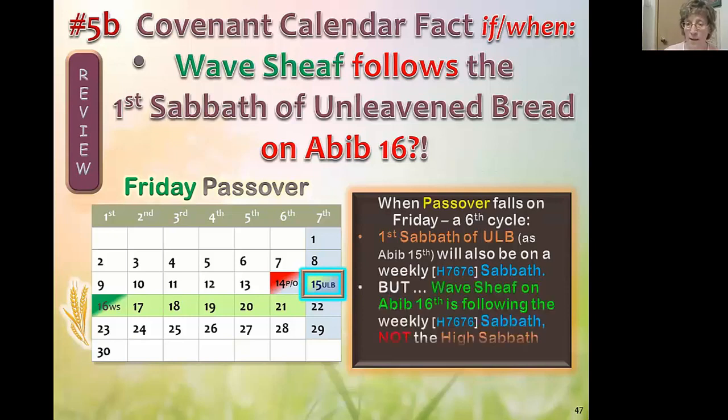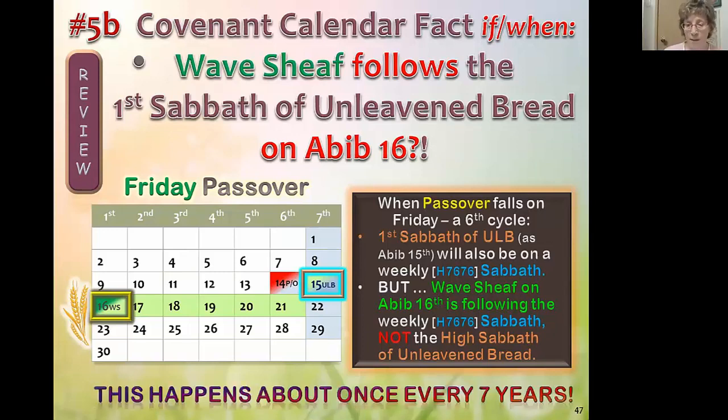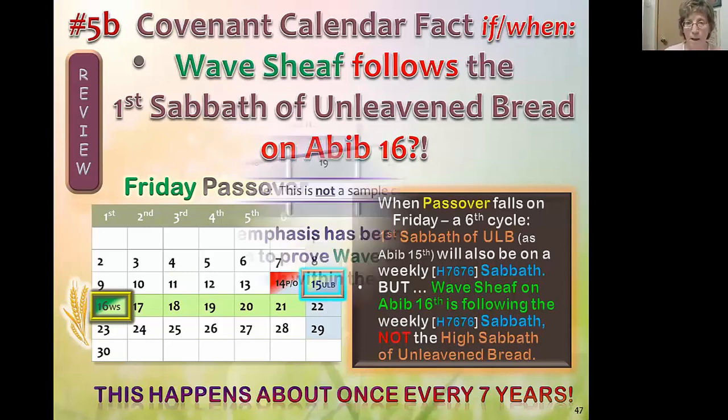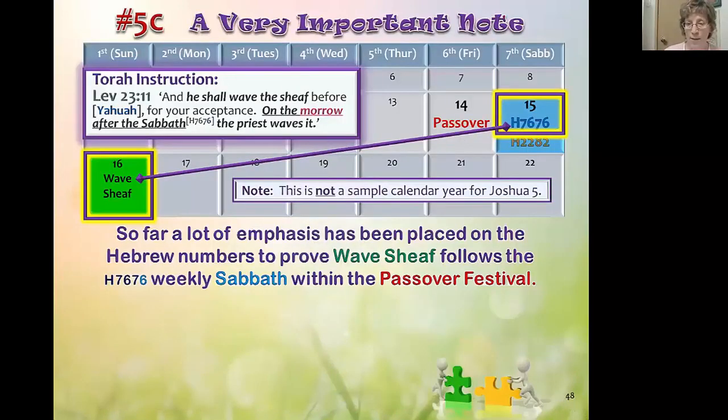But the wave sheaf on Abib 16, the very next day, is following the Shabbat, the 15th. It is not following the high Sabbath of unleavened bread. It follows the Shabbat, even though it looks like it's following the unleavened bread Sabbath. It doesn't. It only follows Shabbat. And that happens about once in every 7 years. It's really important to note what's happening here.